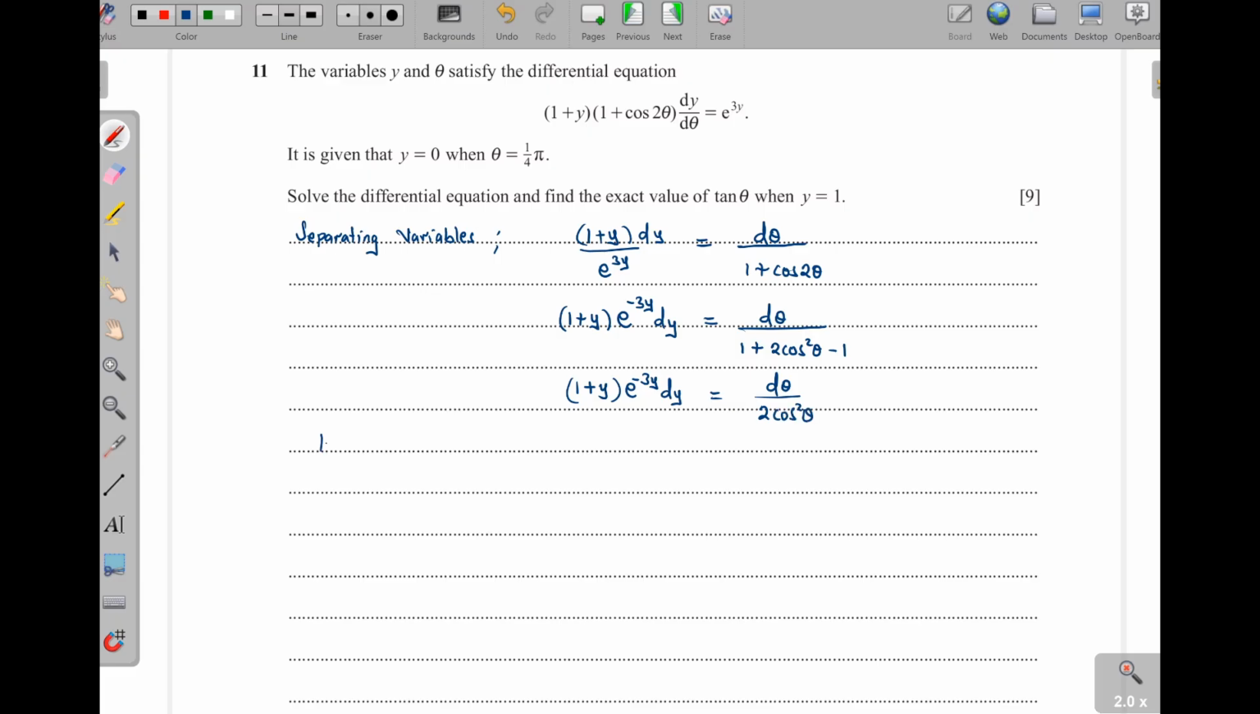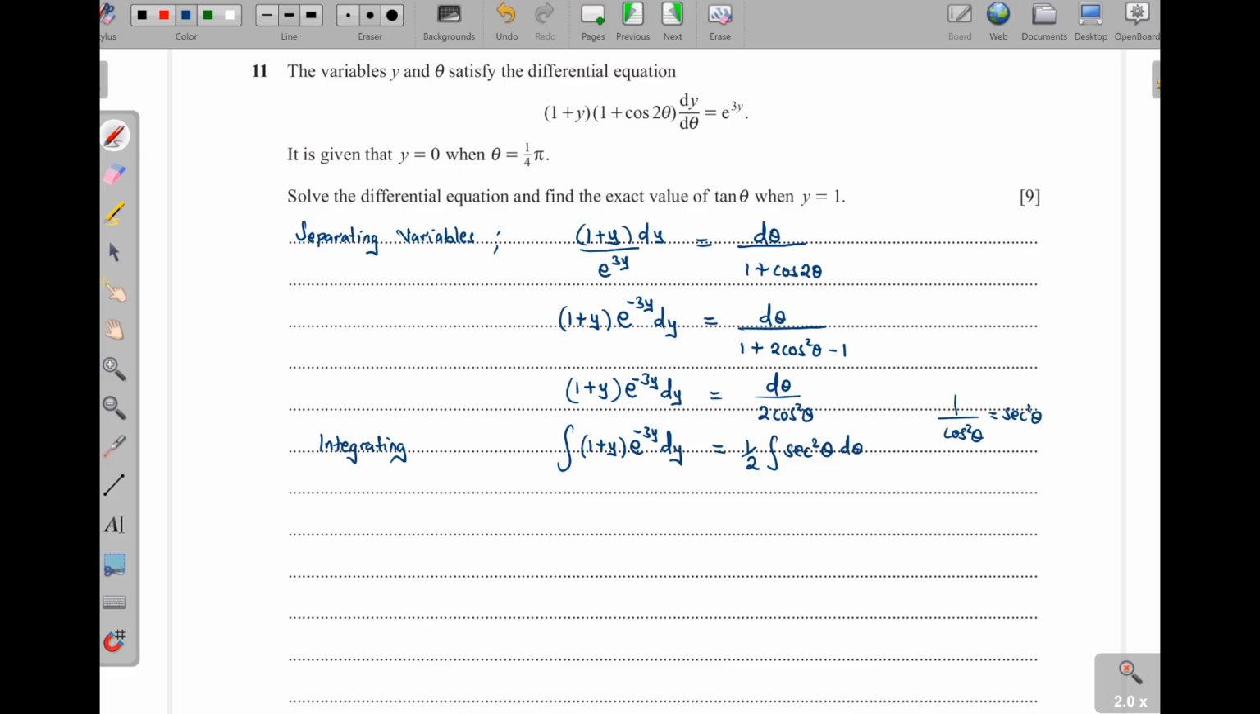Okay, then now we can integrate on both sides. Integrating, but then you know that this one is 1 over cos squared theta. We know that sec squared theta is equal to 1 over cos squared theta. Let me even just put this one here like that. So we are going to integrate this 1 plus y, then e to the power of negative 3y dy, which is equal to, now I have the integral of sec squared theta with respect to theta.